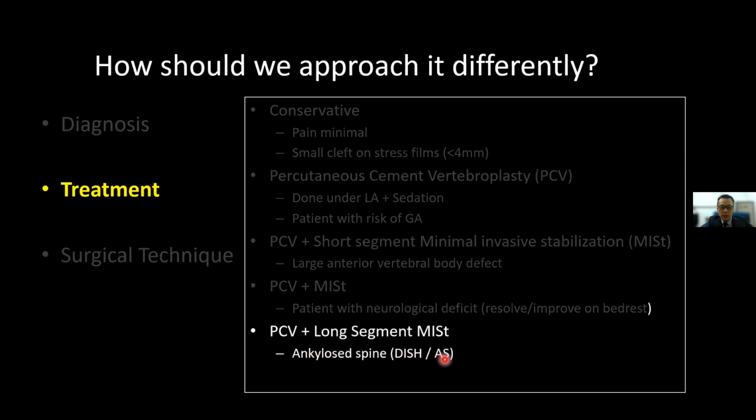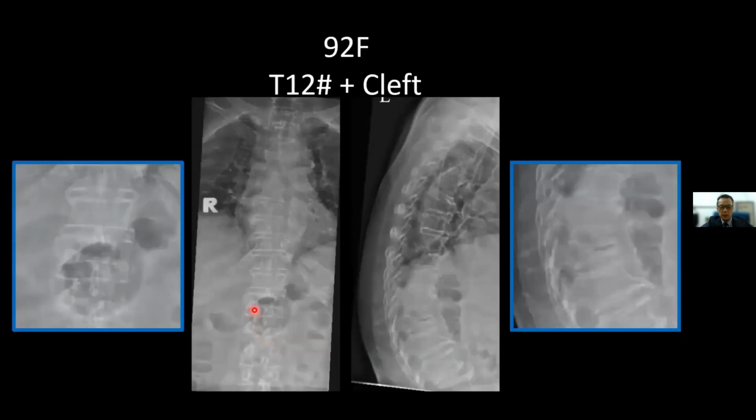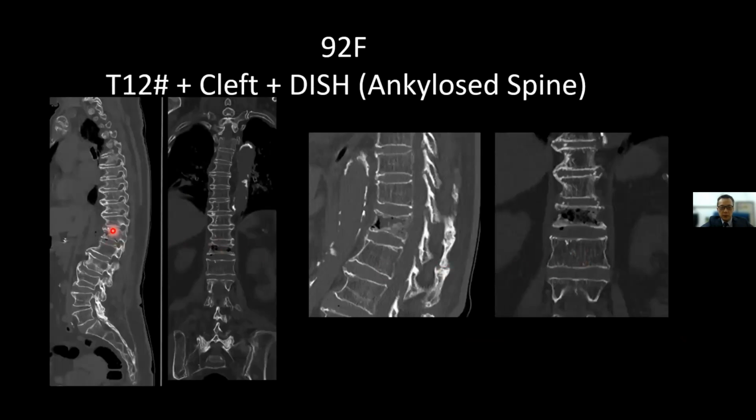So if the patient has an ankylosing spine, either DISH or ankylosing spondylitis, we may need to extend this fixation longer, as the stress on the fracture is higher in a patient with an ankylosed spine. So for example, in this patient with again a T12 cleft here, the spine is ankylosed and all the stress is transmitted to the fracture.